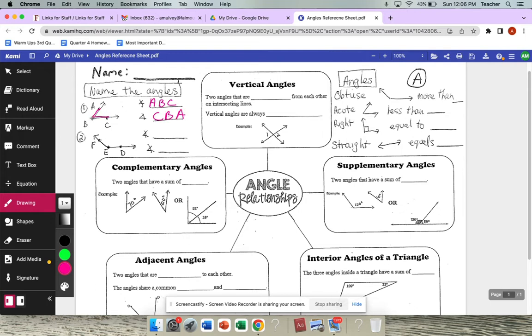Do you see how I name it? And B is in the middle because that's in the middle of these 2 points. It's the vertex there, the point. So on number 2, can you do number 2? We want to name this angle. So we could do FED or DEF is another way to name it. Please fill these in.